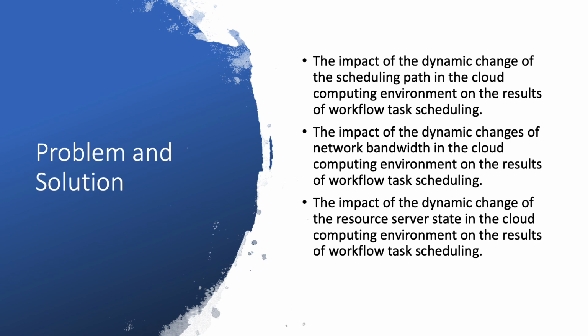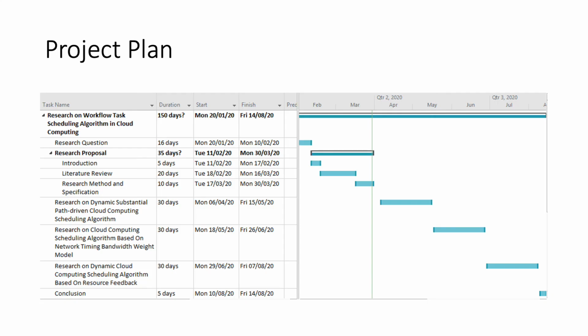The third is the impact of the dynamic change of the resource service state in the cloud computing environment on the results of the workflow task scheduling. For this one, a dynamic cloud computing scheduling algorithm based on resource feedback is proposed. Next is my project plan.